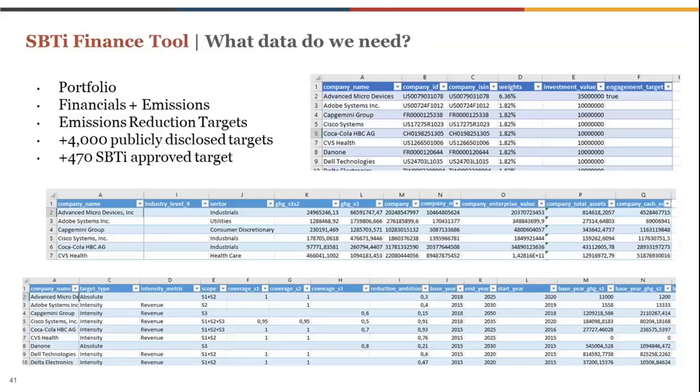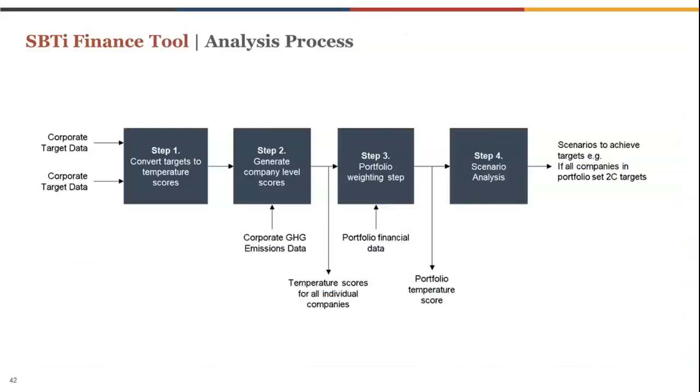In addition to that, there are about 4,000 publicly disclosed targets as well that we can actually use for this tool. So from an ESG perspective, the coverage and the universe that you can actually use this tool for is not bad at all, considering where we have, for example, reported greenhouse gas emissions data. So the analysis process, Owen went through that a little bit.